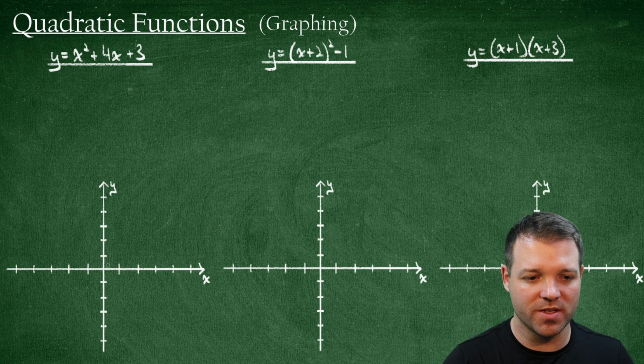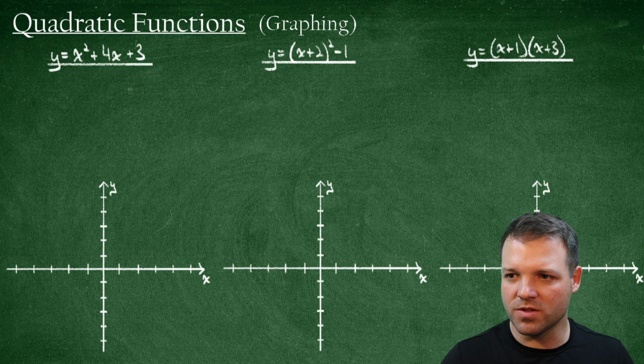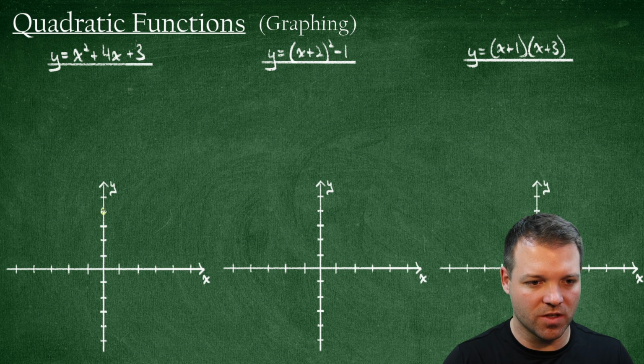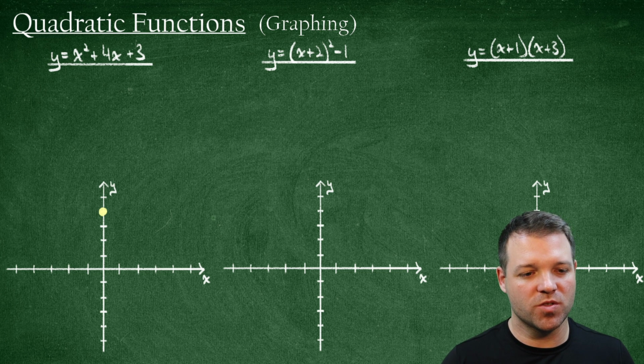So I can actually put a point down here at 0, 3. There we go. Actually, let me use a different color so we can see this a little bit better. There's 1 point right away. Okay? All right, so what else can I do?